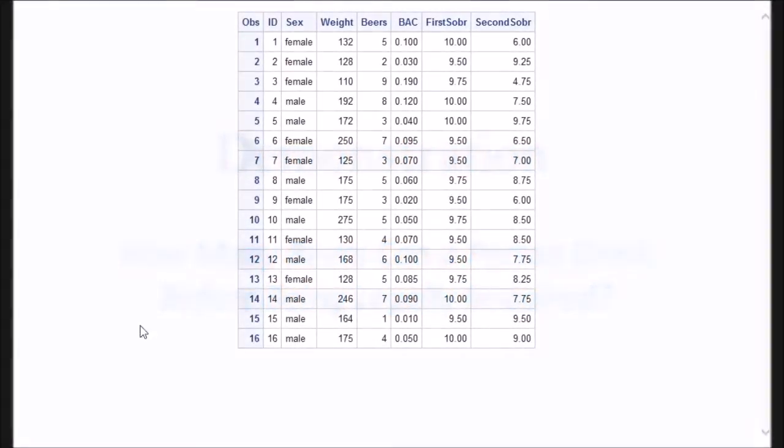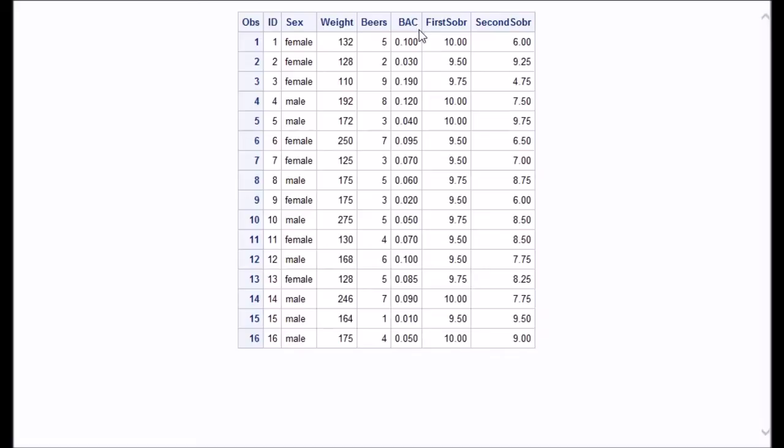Okay, so this is the data we're going to play around with a little bit. It consists of 16 individuals, 16 undergraduates at Ohio State University who participated in a study looking at the relationship between alcohol consumption, psychomotor impairment, blood alcohol content, and so forth. Each of these individuals recorded their sex and weight. They were randomly assigned a number of 8-ounce beers to consume, between 1 and 9 beers. Their blood alcohol concentration was measured, presumably using a breathalyzer. This is typically measured in grams per deciliter.